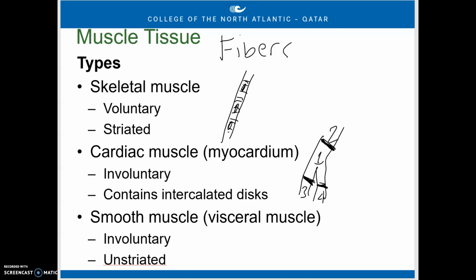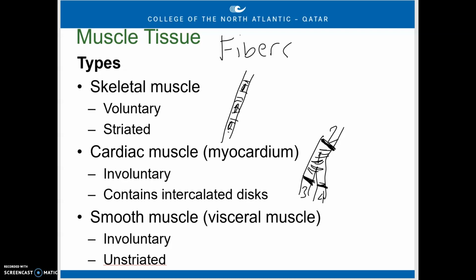So they're involuntary, so we can't control the beating of our heart, the contraction of our cardiac muscles. That's looked after by different parts of our brain. They're also striated, so they have those stripes that go across the muscle. So those are pretty easy to recognize under a microscope.